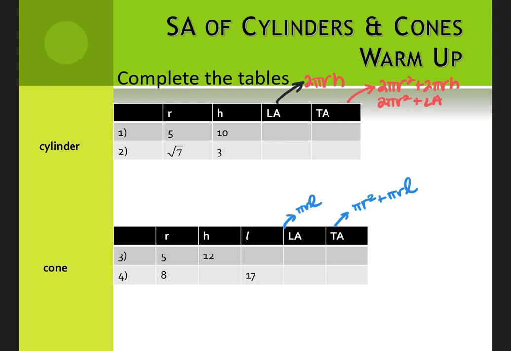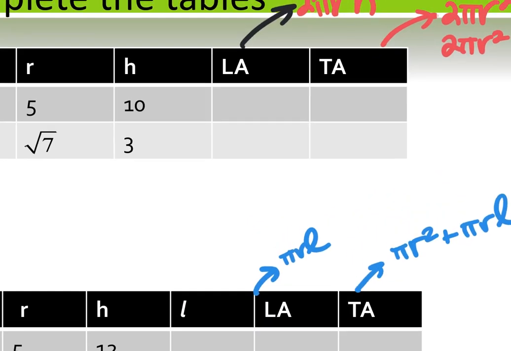All right, so cylinder. The lateral area is 2 pi r h, and the total area is 2 pi r squared plus 2 pi r h, or 2 pi r squared plus the lateral area. So for this cylinder, it would be 2 pi times 5 times 10, or 100 pi. If you multiply that out, it's 314.2.